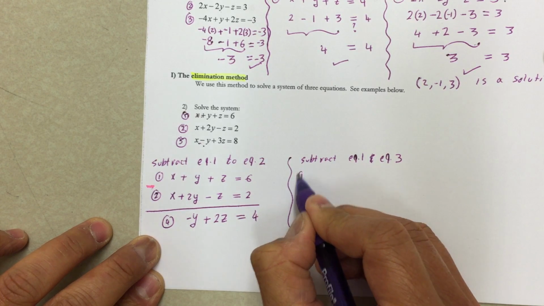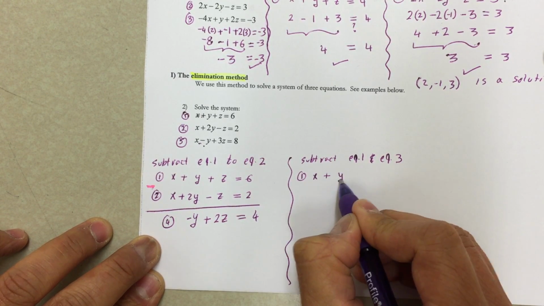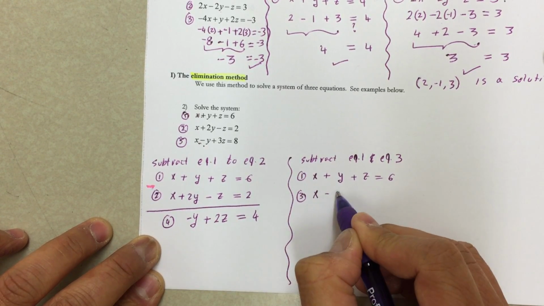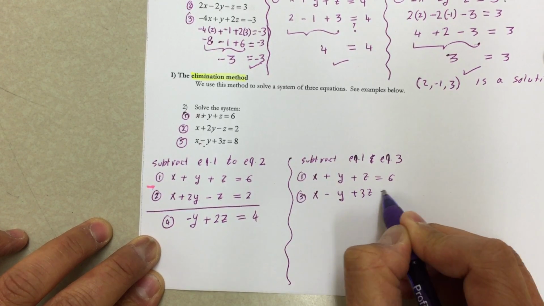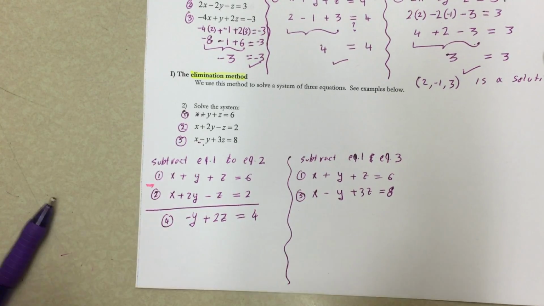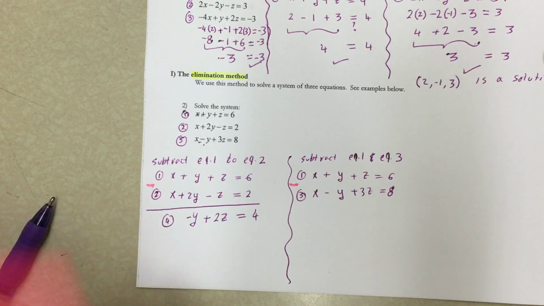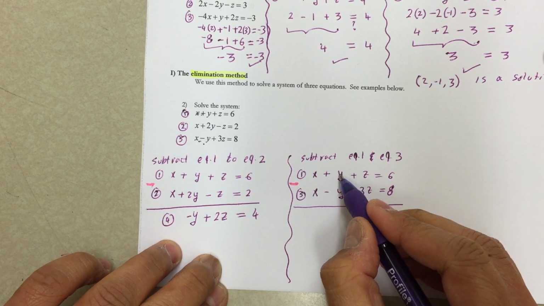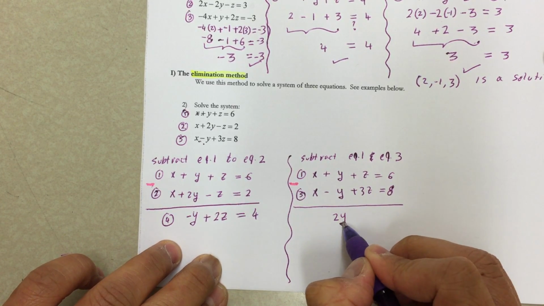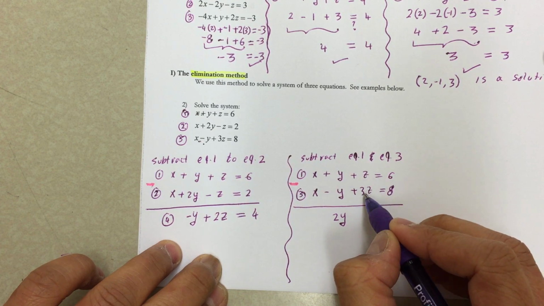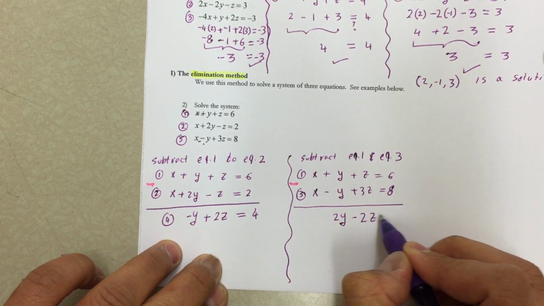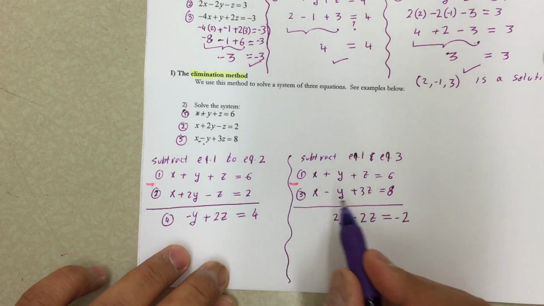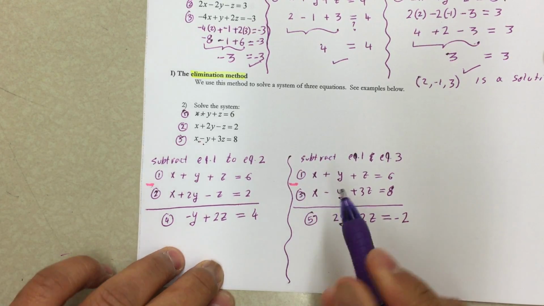So here's equation 1, x plus y plus z equals 6. Here is equation 3. We're going to subtract. Subtract that, x goes away. We subtract this, we get 2y. When we subtract z minus 3z, that becomes minus 2z. And when you subtract this, you get negative 2. 6 minus 8 is negative 2. Call this equation 5.